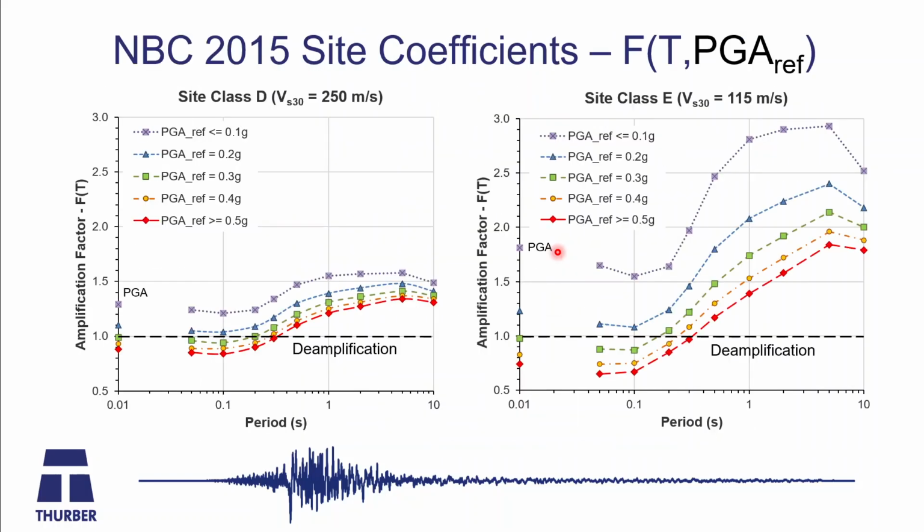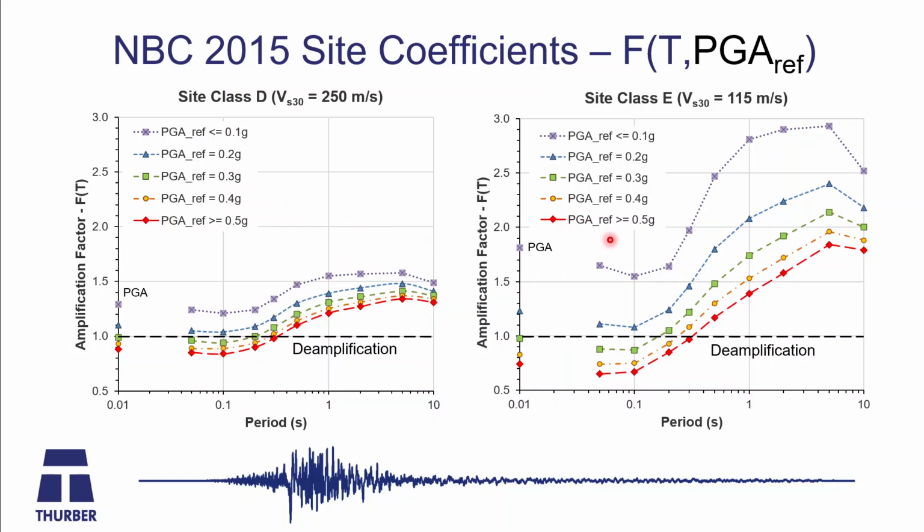So if we see what these amplification factors, these F values, look like, here is site class D, and this is just them plotted up. So you see in the different colors what the amplification function looks like for the different PGA values. Starting with 0.1 G in purple, you see the amplification factor is decreasing as the ground motion intensity increases, right up to 0.5 G in red, which is down here. Okay, so everything below this dashed line is de-amplification, everything above it is amplification.